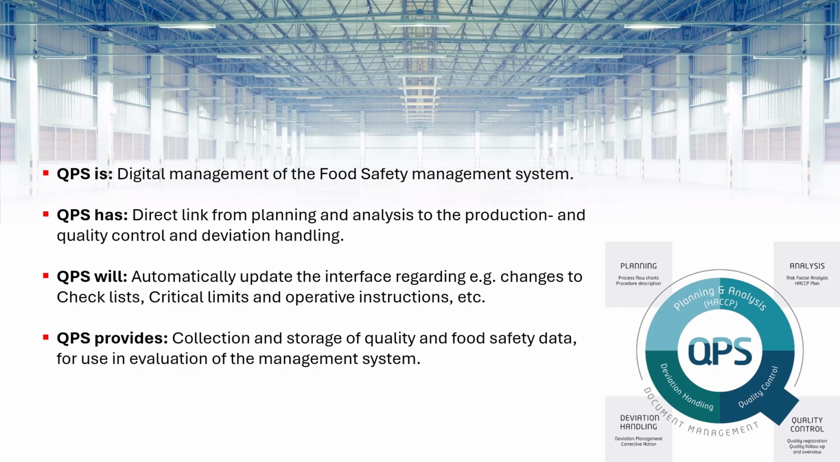The QPS is, in addition to being short for Quality Process System, a setup that allows the company to manage and operate its quality and food safety system digitally. The QPS contains the planning and analysis, the quality control, the deviation handling, and the document management module.